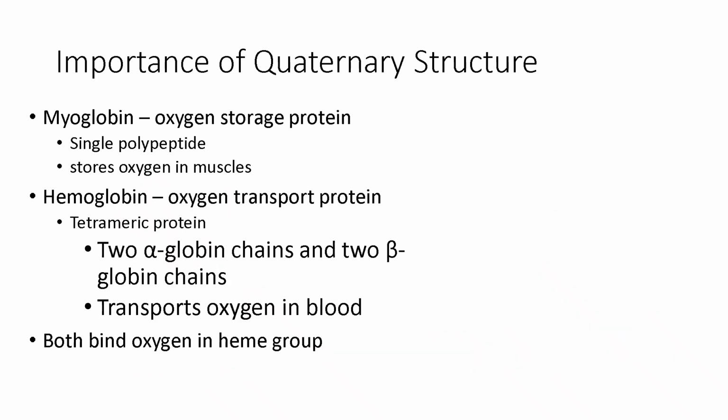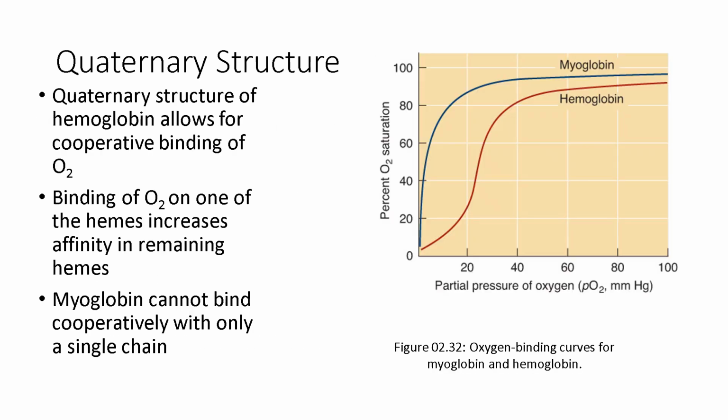Let's compare myoglobin and hemoglobin to understand quaternary structure. Myoglobin has a single chain and stores oxygen in muscle tissue. Hemoglobin is a tetramer with two alpha and two beta subunits and is responsible for oxygen transport in the blood. Both bind oxygen using a heme group, but only hemoglobin exhibits cooperative binding, a key functional difference enabled by its quaternary structure. The quaternary structure of hemoglobin allows for cooperative oxygen binding.